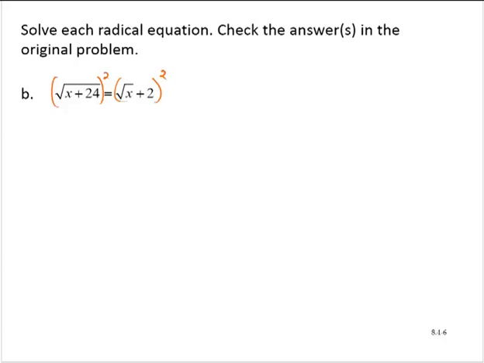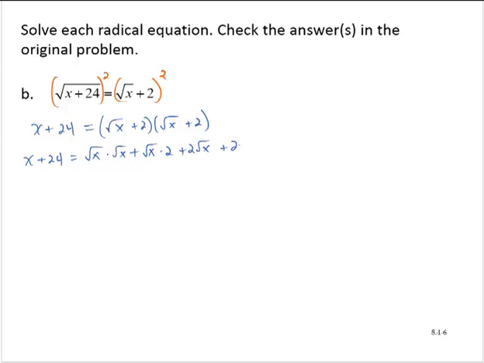Now the left-hand side's easy. The square root of x plus 24 squared is just x plus 24. But now on the right-hand side, we have the square root of x plus 2, and that's being squared. Alright, so we've seen this before. I'm going to rewrite this as the square root of x plus 2 times the square root of x plus 2, and multiply it out. So that's the square root of x times the square root of x plus the square root of x times 2 plus 2 times the square root of x plus 2 times 2, using the FOIL idea.